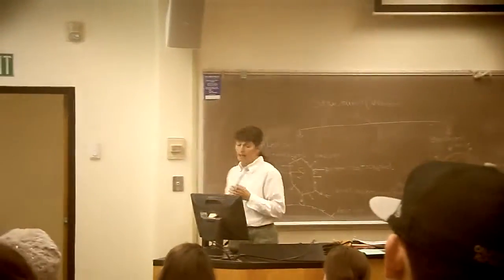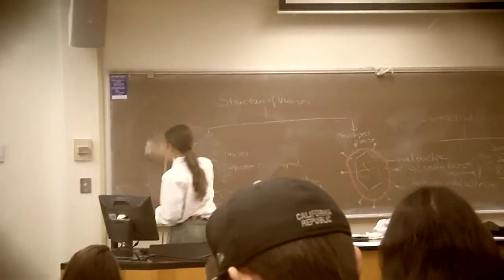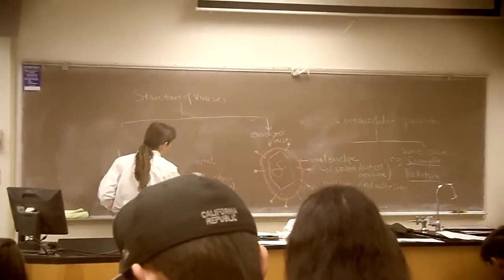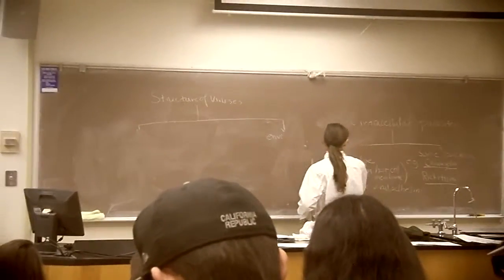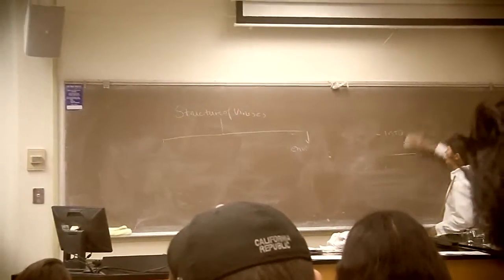So we're going to take a look at viral replication. And we'll do a little concept map here. In bacterial virus replication, there are 2 basic cycles. And the 2 cycles are called the lytic cycle and the lysogenic cycle.